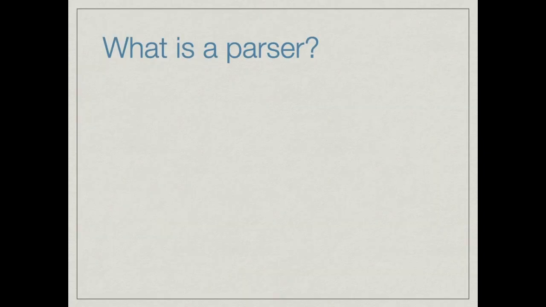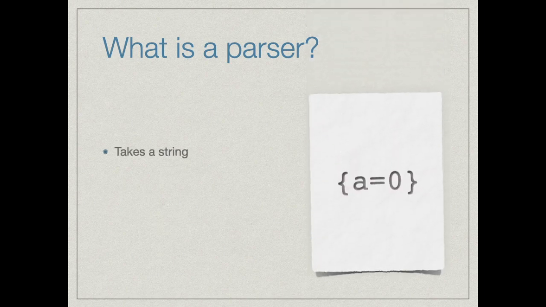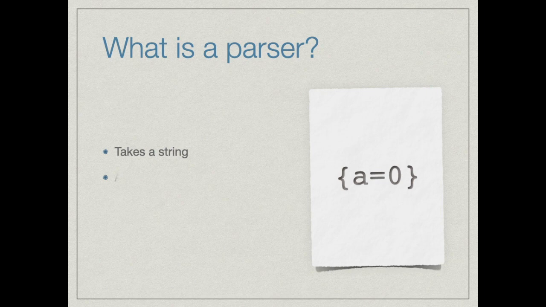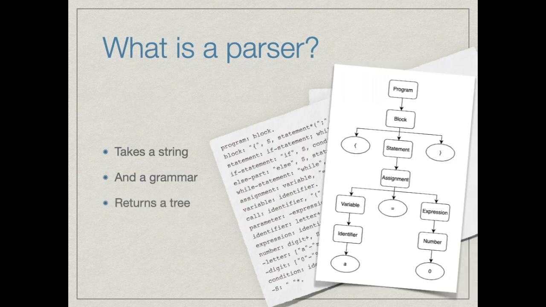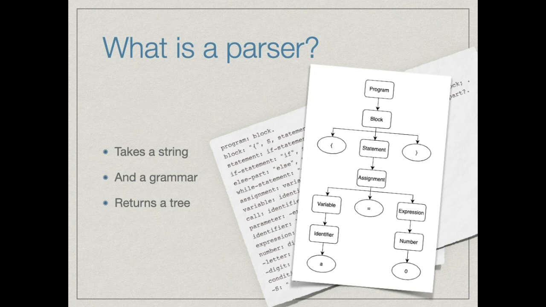In this case, when we talk about a parser, we're talking about a program or algorithm that takes two inputs: a string, which we want to parse, and a grammar, which tells us the parsing rules. The parser takes these two things and attempts to understand the string according to the grammar. In our case, it does that by returning the information in the string as a marked up tree structure, such as this one.